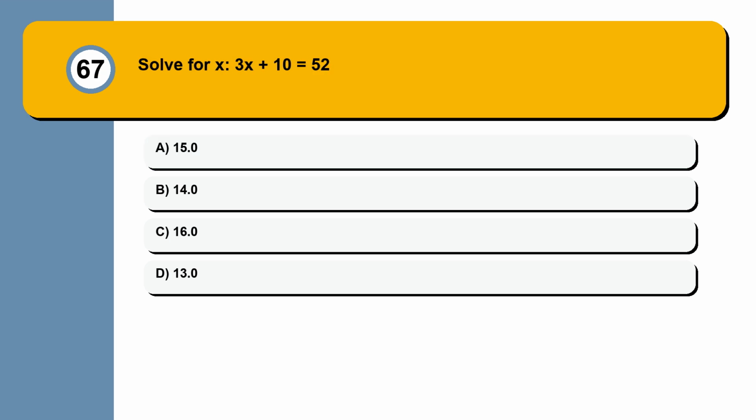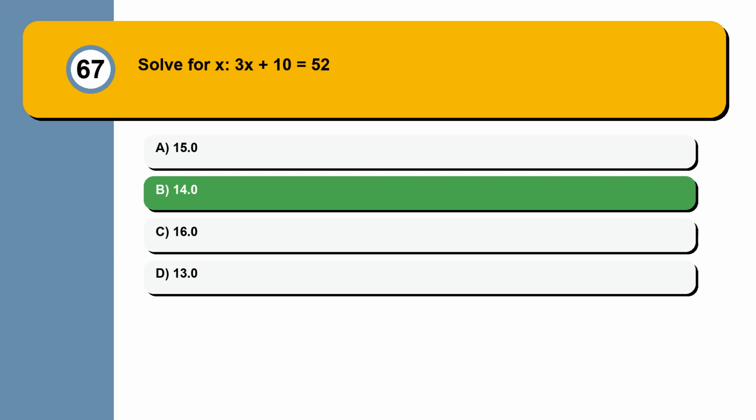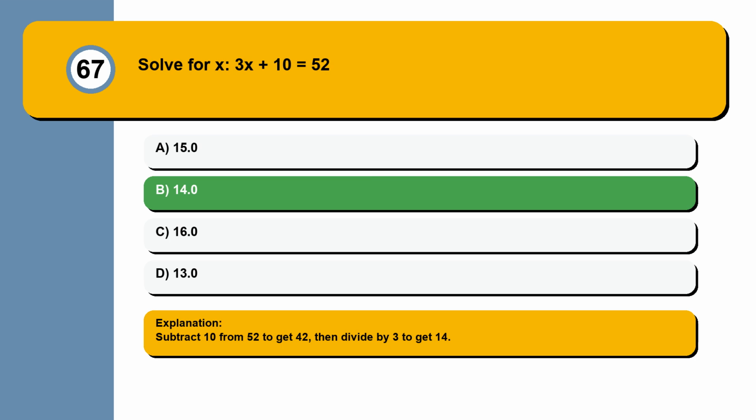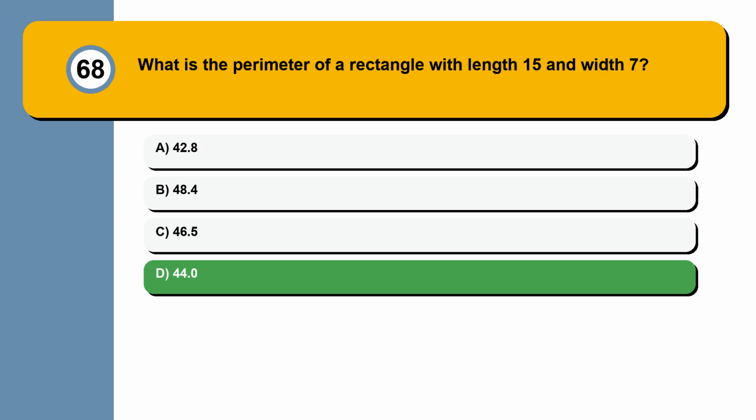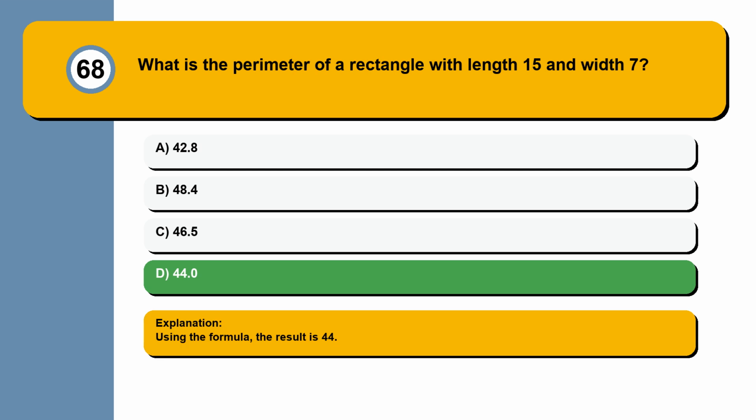Question 67. Solve for x. 3x plus 10 equals 52. 15.0, 14.0, 16.0, 13.0. Subtract 10 from 52 to get 42, then divide by 3 to get 14. Question 68. What is the perimeter of a rectangle with length 15 and width 7? 42.8, 48.4, 46.5, 44.0. Using the formula, the result is 44.